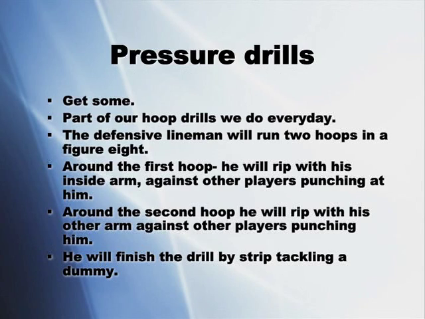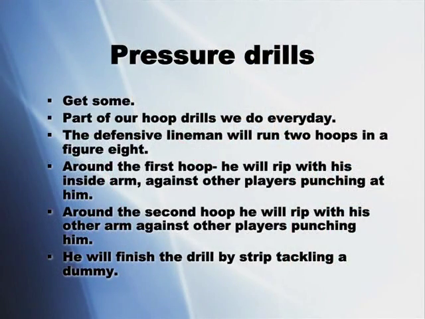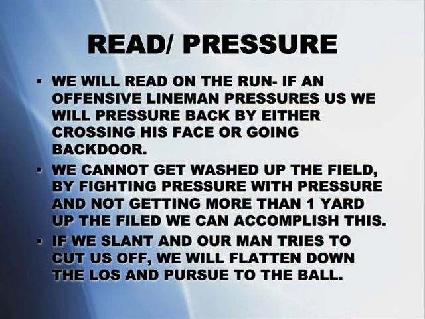The defensive lineman will run 2 hoops, 2 10-yard hoops in a figure 8. Around the first hoop, he'll rip with his inside arm against other players punching at him. It's just working on him running and ripping at the same time. Around the second hoop, he'll rip with his other arm against other players punching at him. He'll finish the drill by strip tackling a dummy. What we feel like this drill worked for us is both effort, attitude, but also it works our fundamental defensive line drill in the 3-5-3 of ripping and running.